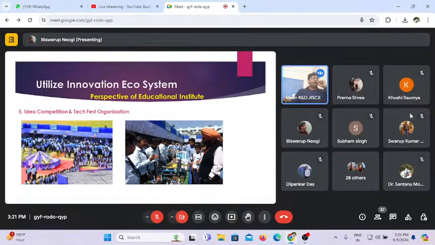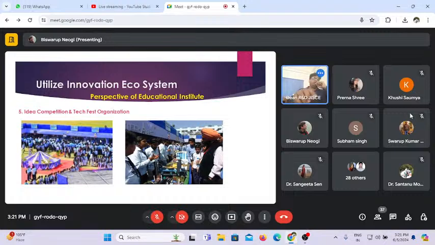So, idea competitions and tech-based events. I think that practice is already carried out in your organization. Idea competitions take place internally. You have to organize them, then your IIC ranking will improve, and that is also creating the ecosystem of your organization. And according to the tech phase, you can organize some hackathons.